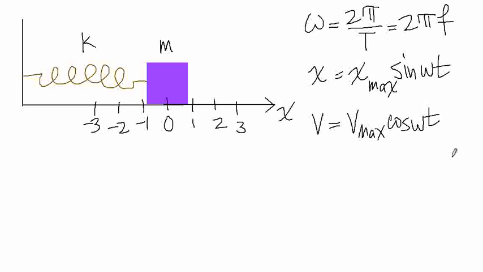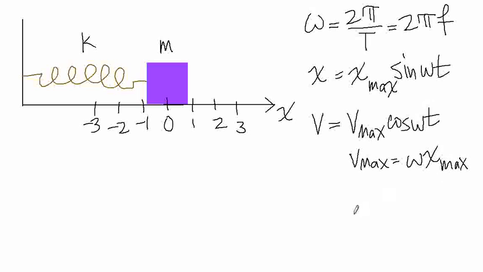So the velocity also, of course, has a maximum value, okay? And in this case, the maximum value, v max, is related to the maximum value of x. It's equal to omega times x max, okay?